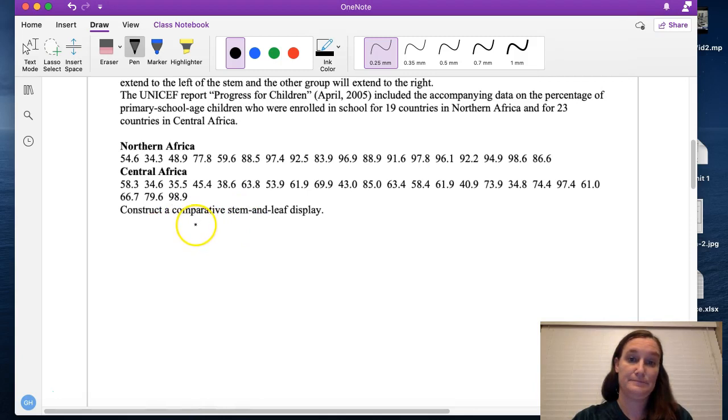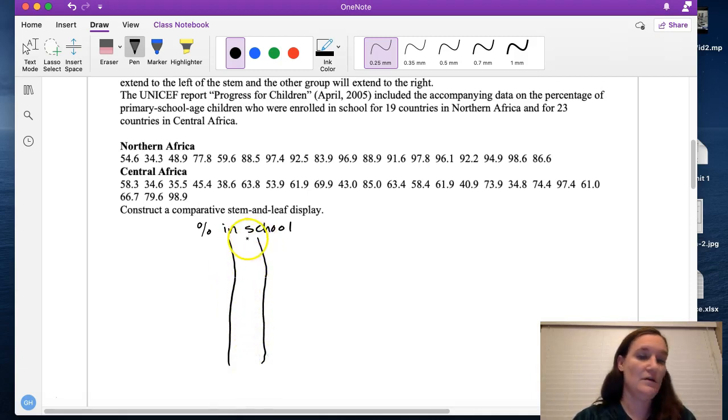So I'm going to write the title because I always forget the title when I do this. A comparative stem and leaf, here we go with these non-vertical lines. Oh look, I almost made them parallel curved. A comparative stem and leaf plot has basically your stems in the middle and then your leaves on either side. So one side is going to be central and one side is going to be north.